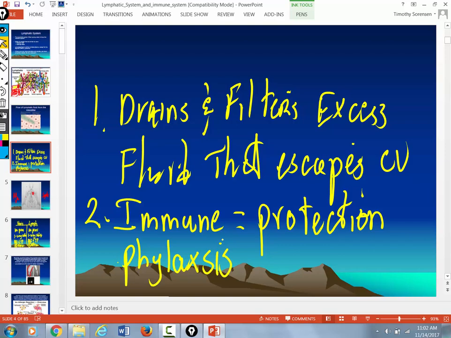Phylaxis, right? So if you are prophylaxis, what are you? If you're prophylaxis, you are for protection. If you are anaphylaxis, you are without protection. You better write this down.